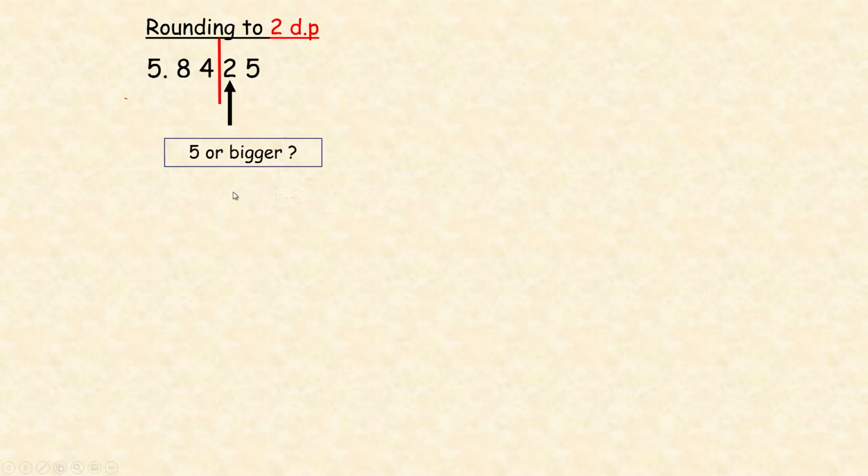Let's have a look at the examples of 2 decimal places. So we got 5.8425. So 2 decimal places means we count 2 after the decimal. So we count 1, 2, and then we draw our line there. And we check if the 2 is going to affect the 8. No, it doesn't, because it's smaller than 5. So we leave it at 5.84, and everything after the line we ignore.